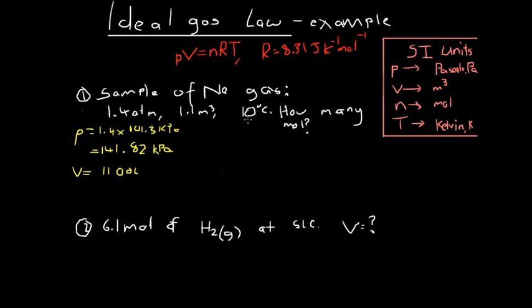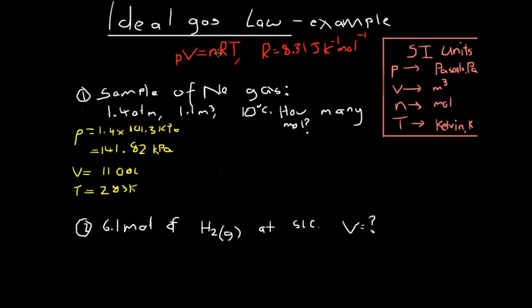Lastly, 10 degrees Celsius. We know that 0 degrees Celsius is equal to 273 Kelvin, and to convert from degrees Celsius to Kelvin, we just add 273. So the temperature is going to be 283 Kelvin. Now we've worked all that out, and we've got kilopascals and liters together, so we can use these numbers without having to worry about getting the wrong answer.